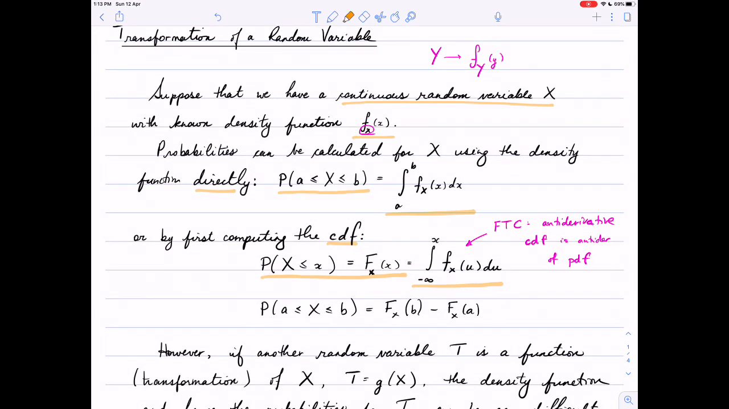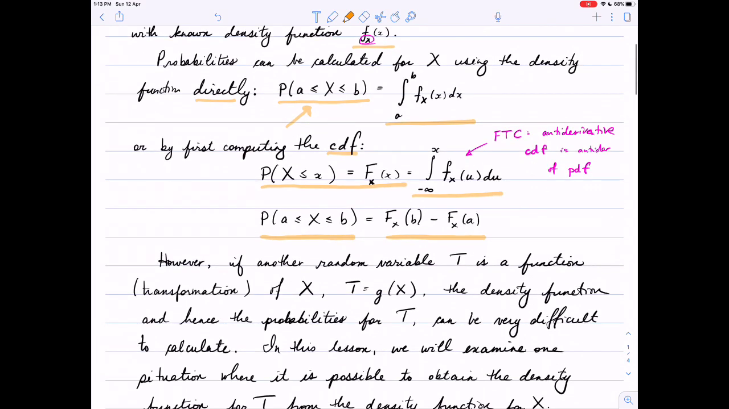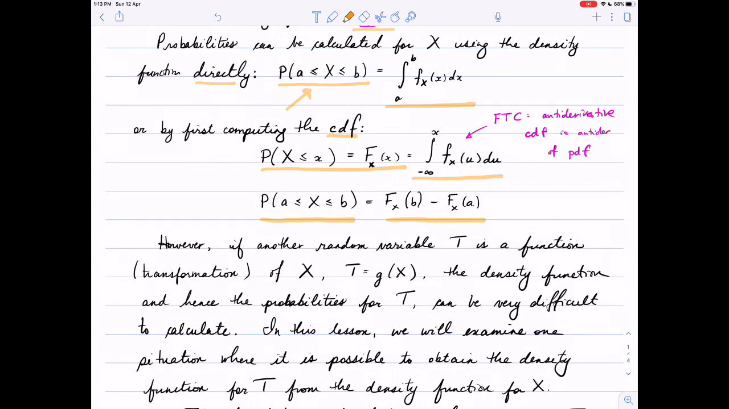And then we can calculate the probabilities for x by using the CDF, right? So the integration has been done once and for all, and we can do F sub x of b minus F sub x of a to calculate that same probability as we would have done up here. Now, however, if we have another random variable t, and t is a function, which means a transformation, of x, then t itself is a random variable.